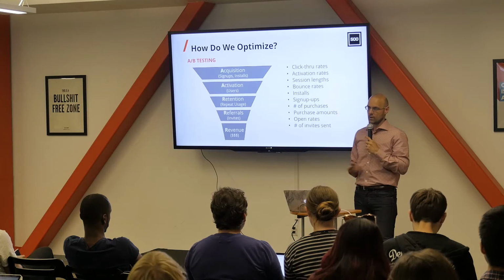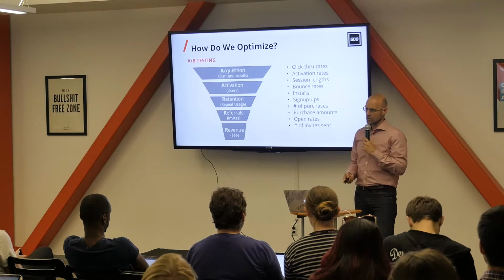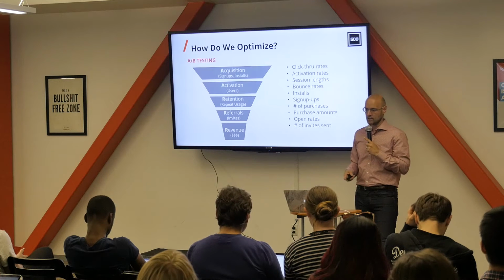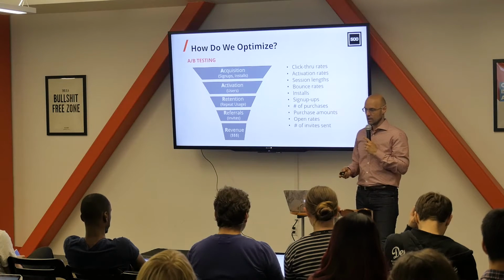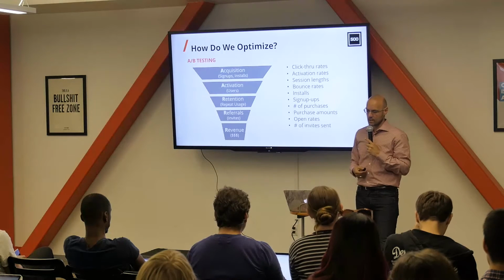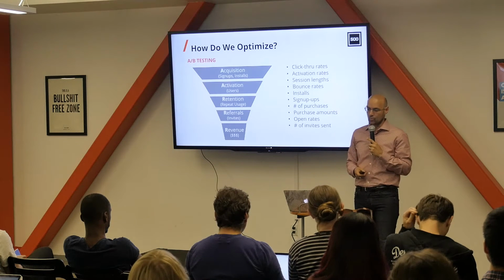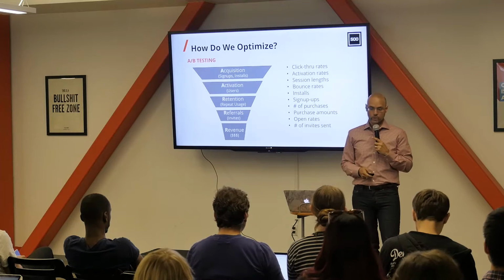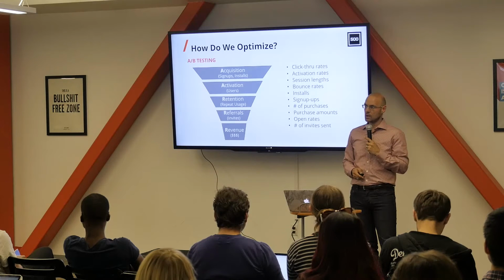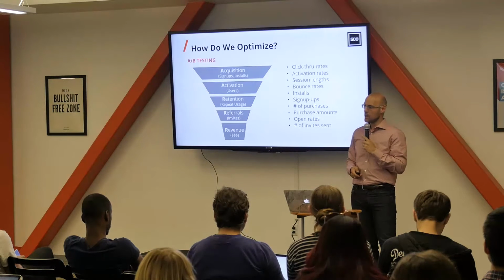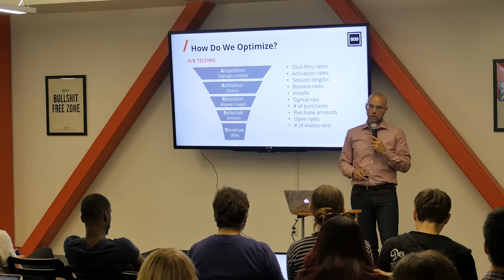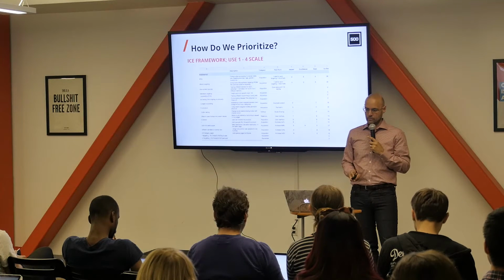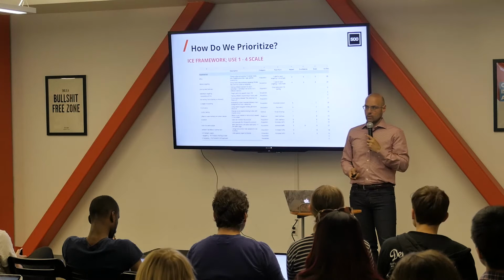So here is a very non-exhaustive list of things that you could and should A/B test. Click-through rates, activation rates, session lengths, bounce rates, installs, sign-ups, number of purchases, purchase amounts, open rates, number of invites sent, the latter 2 referring to email. These are all things that you could test that could have a material impact on your conversion rate, or the rate at which your leads turn into paying customers. Okay, so that's how we optimize.